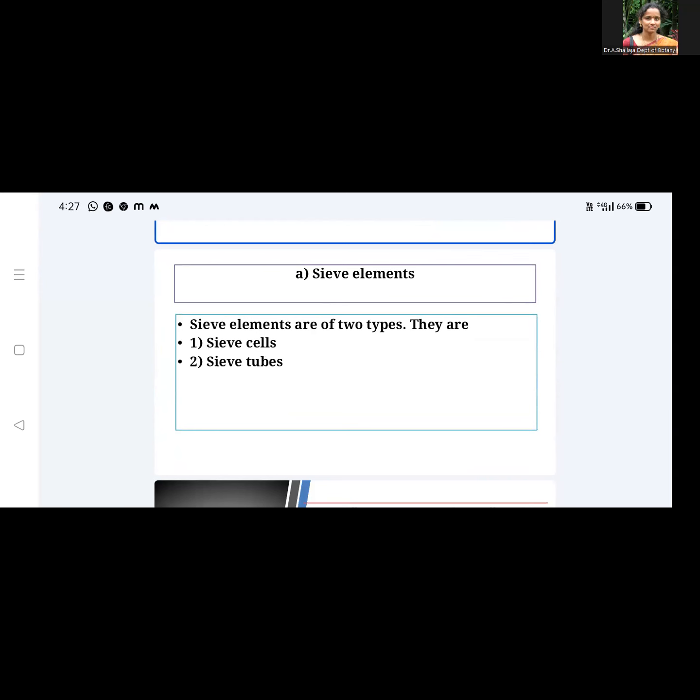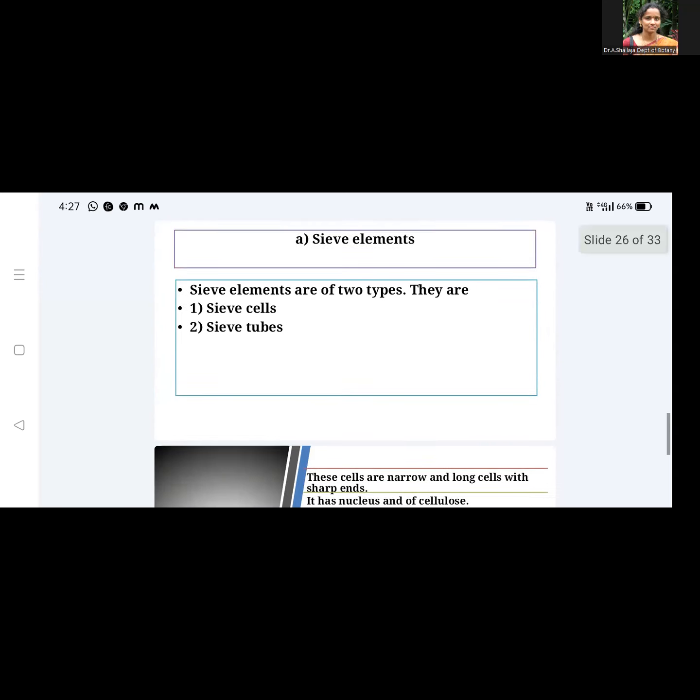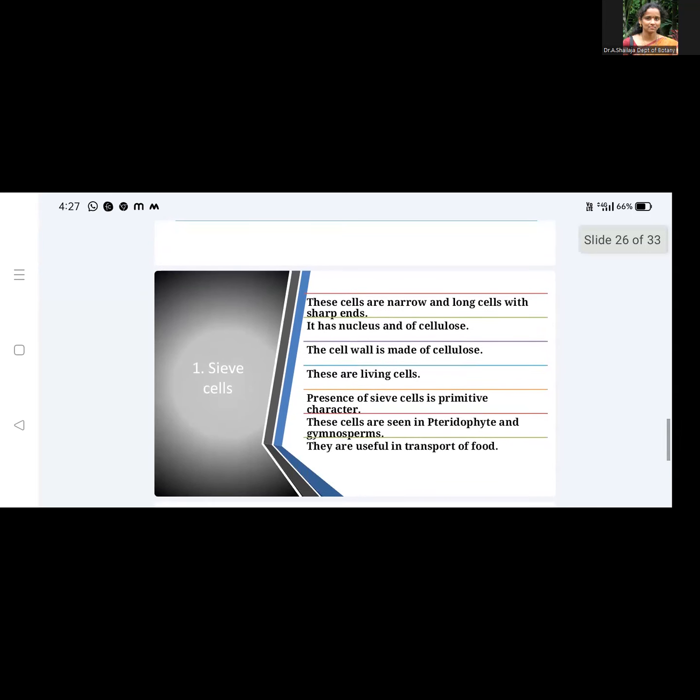Sieve elements are of two types: sieve cells and sieve tubes. First are the sieve cells. These are very narrow and long cells with sharp ends. They have a nucleus, and the cell wall is made up of cellulose. Remember this, it's very important: sieve cells are living cells.